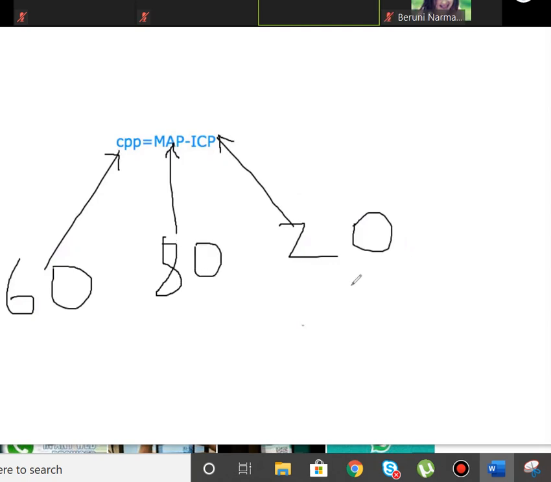That's the reason. In a patient with head injury, the blood-brain barrier is not intact, and the cerebral blood flow depends on the cerebral perfusion pressure. So this is related to cerebral blood flow. That's why we are worried about cerebral perfusion pressure.